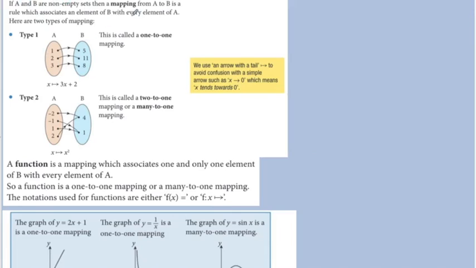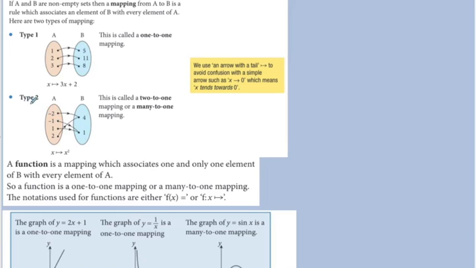If A and B are non-empty sets, then a mapping from A to B is a rule which associates the element of B from every element of A. Here are two types of mapping. We have type 1, one to one. Okay, 1 maps to 5, 2 to 11, 3 to 8, sure. Okay, what it ends up in is not so important for our purposes right now.